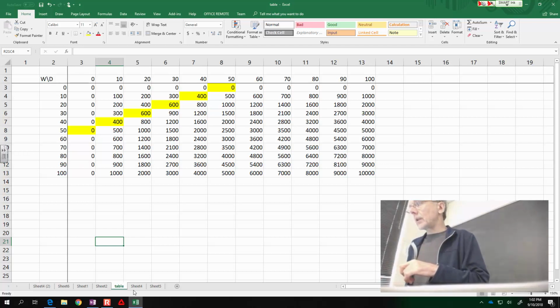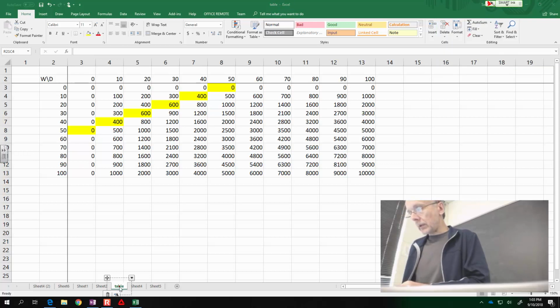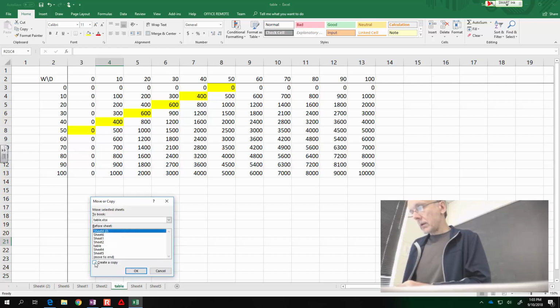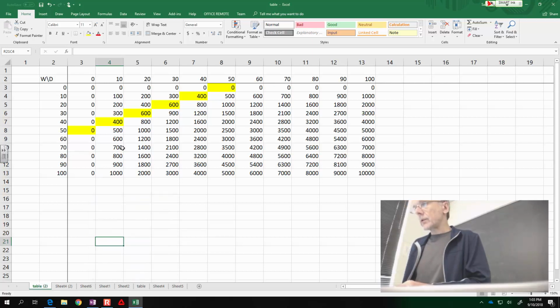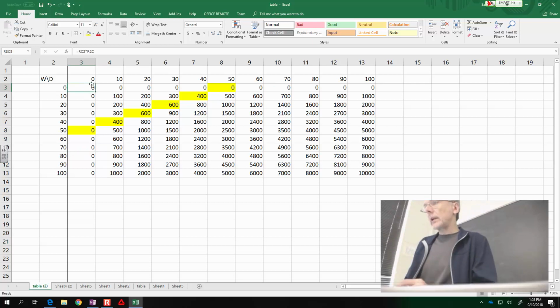Okay, so that's not what I actually had in mind. Let me make a copy. Okay, so what I want to do here, I want to add these together. So once again, depth goes horizontally, width vertically. What I'm going to plot here is their sum.